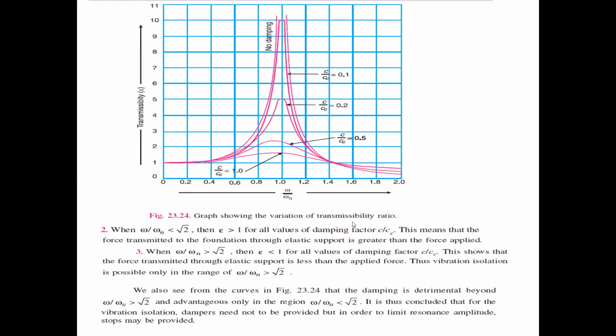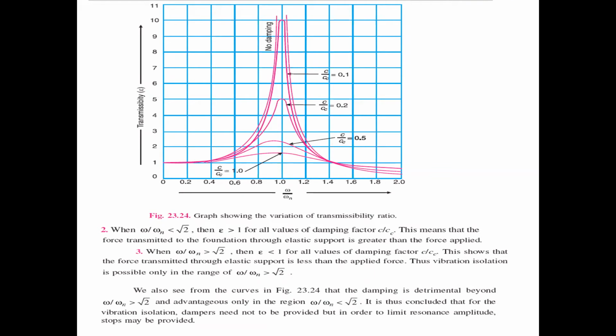So now all of you observe our graph. That graph represents the variation of the transmissibility ratio. In this x-axis, we have the omega by omega n value, and in this y-axis is represented the transmissibility ratio.